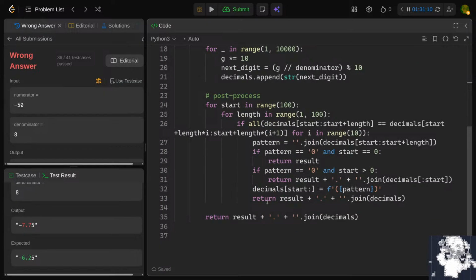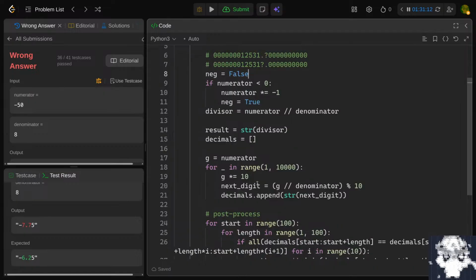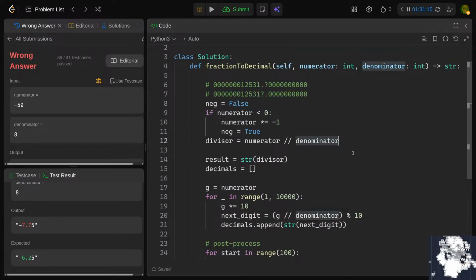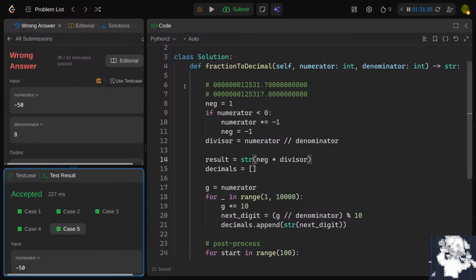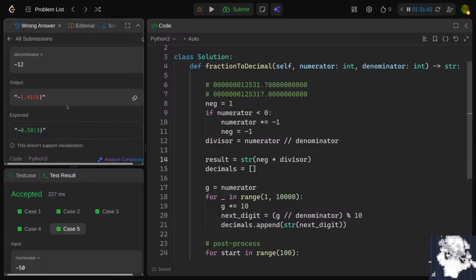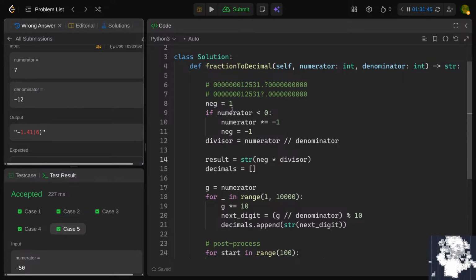And then at the end, you don't even have to do it at the end, you can just do it right here. We'll say neg equals 1, neg equals negative 1, neg times divisor. Okay. Submit. I'm expecting a test case to fail where the pattern is more complicated. Oh, same problem with denominator.